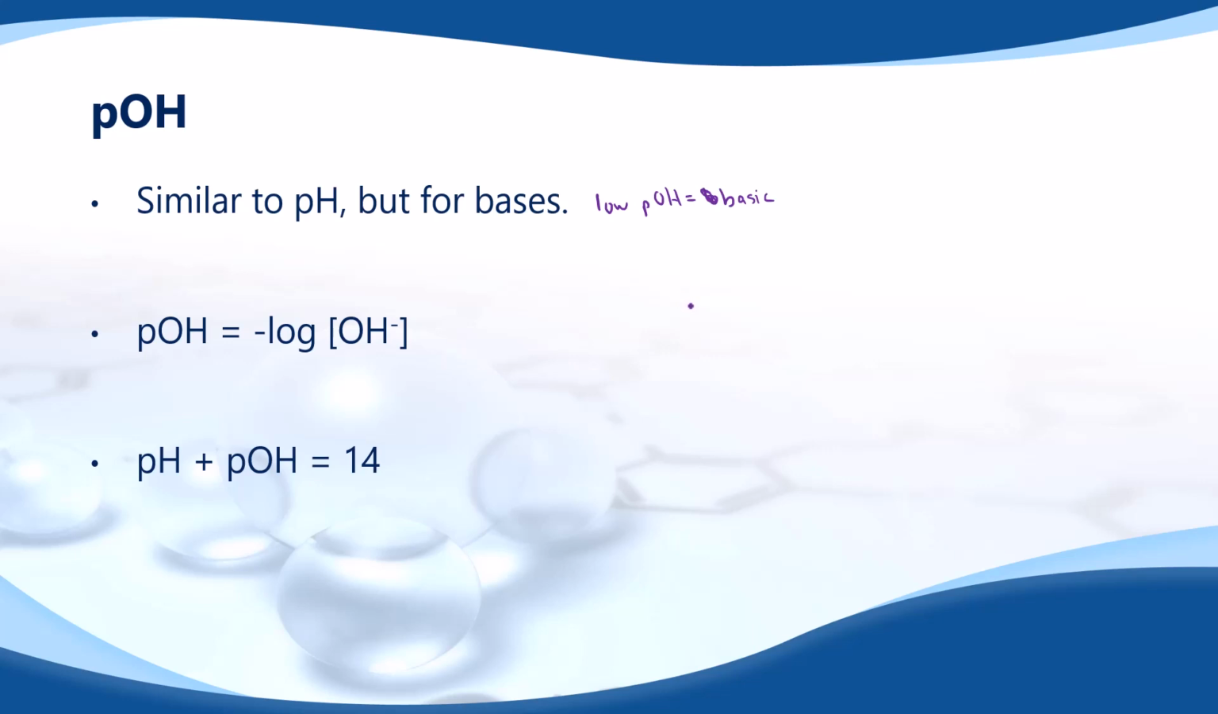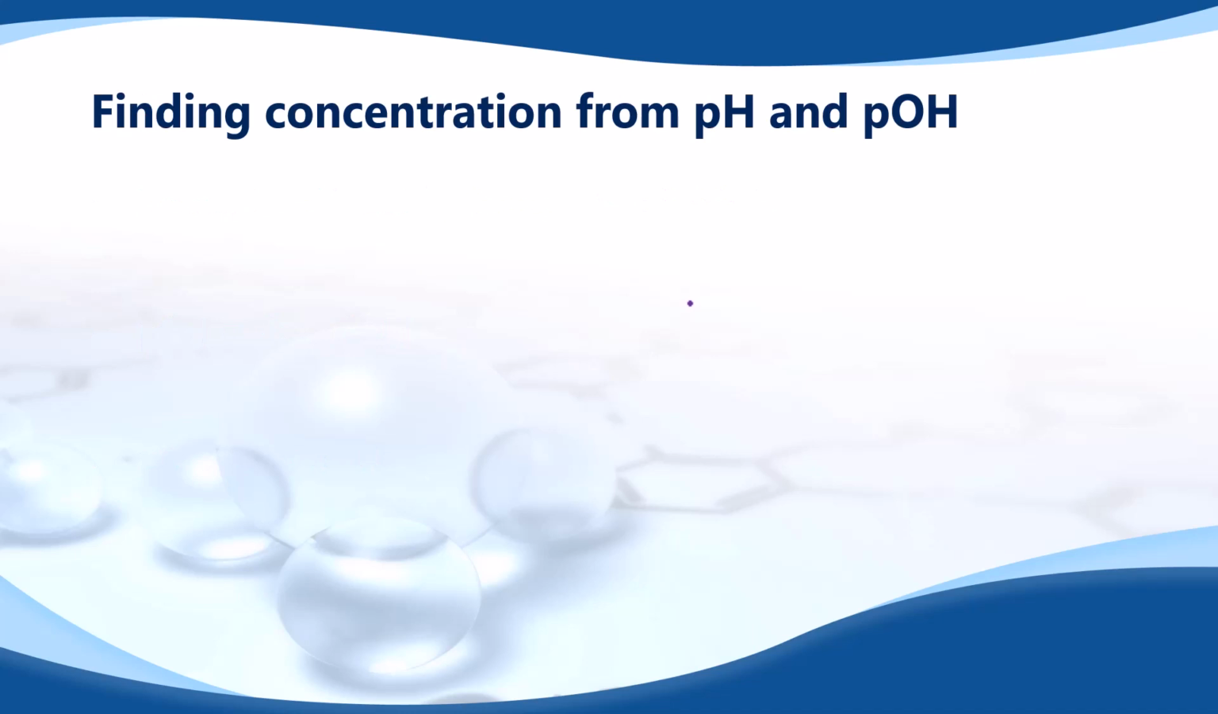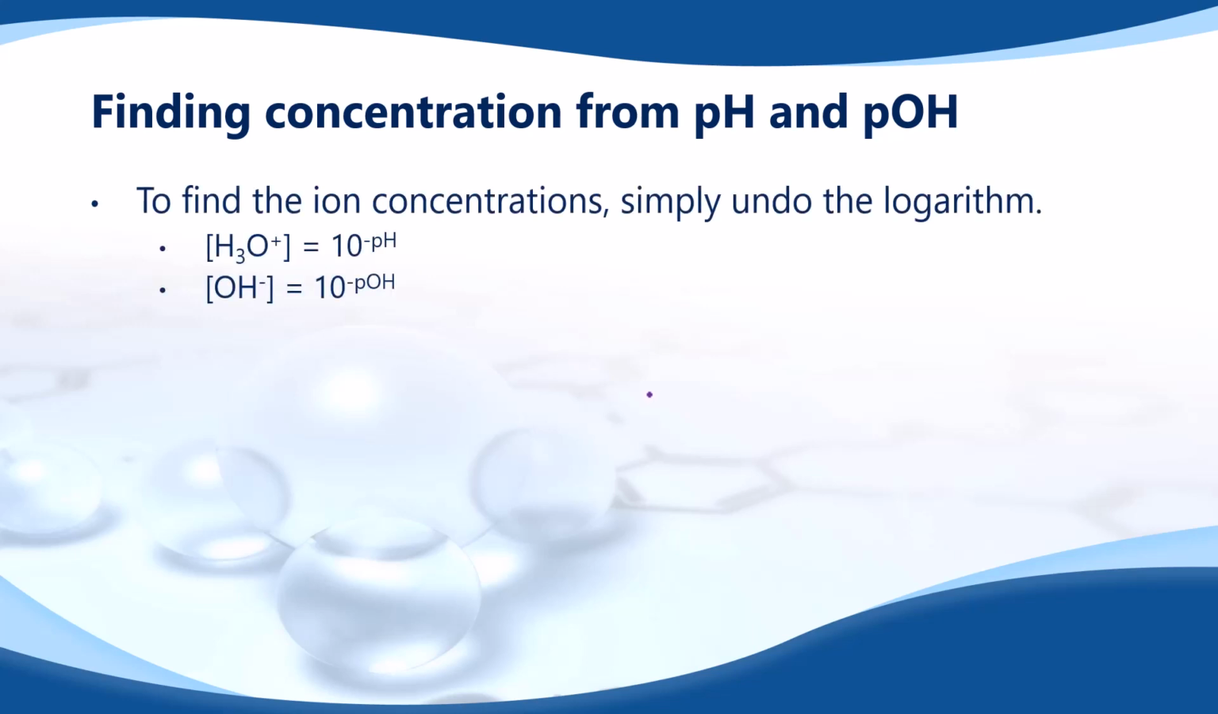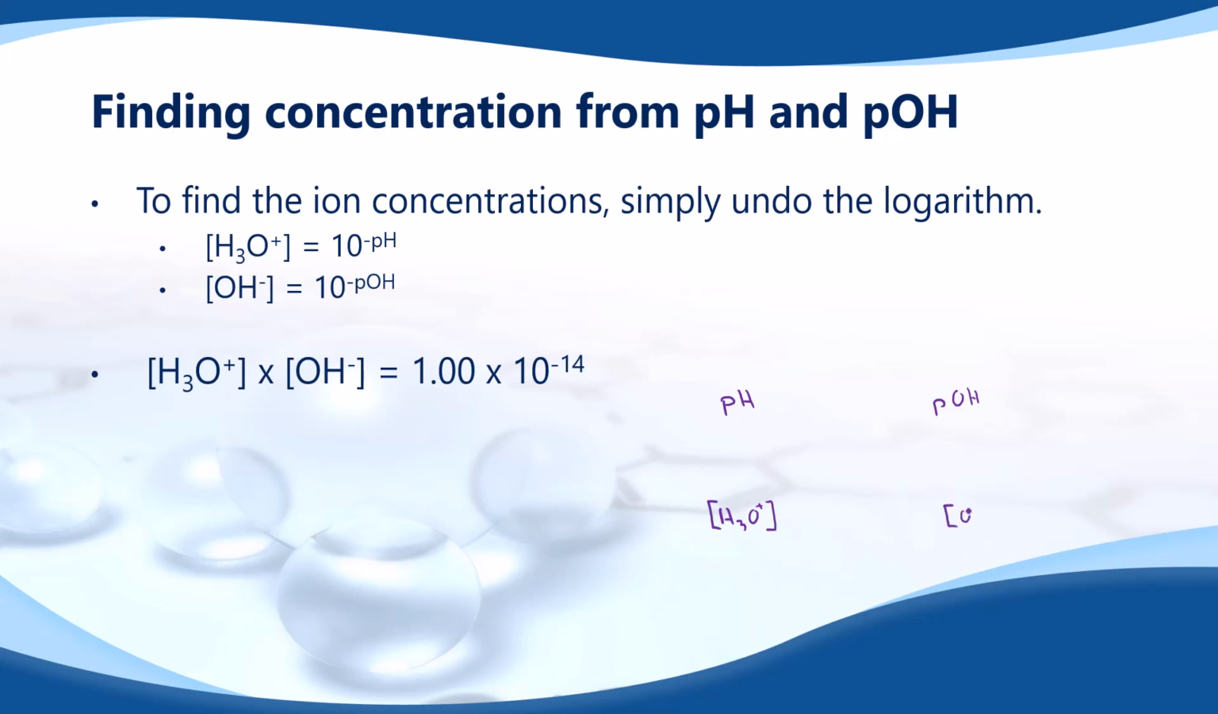And one other thing that we can do, which is kind of relevant, is if we give you pH or pOH, you can work your way back to the actual concentrations. All you have to do is undo the logarithm. The way that you undo what's called a base 10 logarithm is you do 10 raised to the negative pH or negative pOH, depending on which ion you're working with. Something to keep in mind is that if you multiply the two concentrations, you get 1 times 10 to the minus 14th. So what this means is we can kind of work out a little box conversion here.